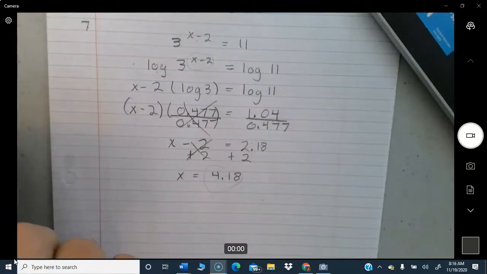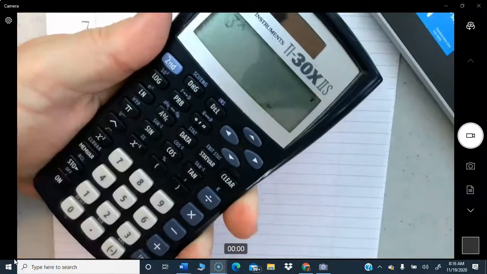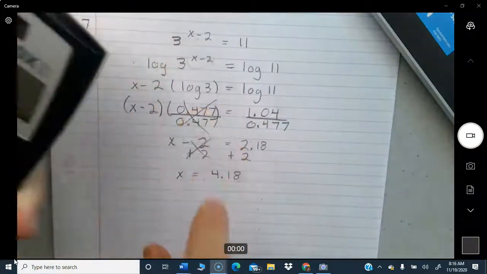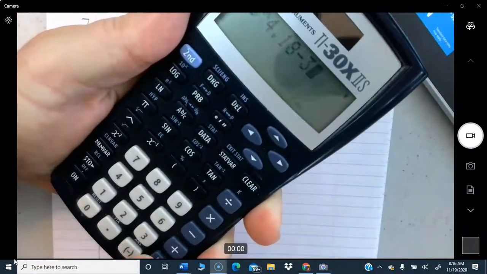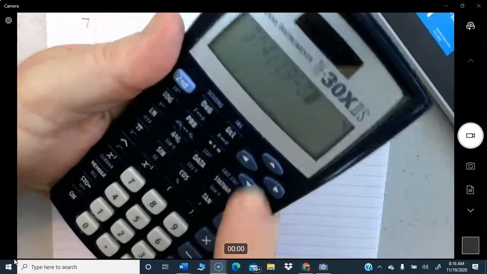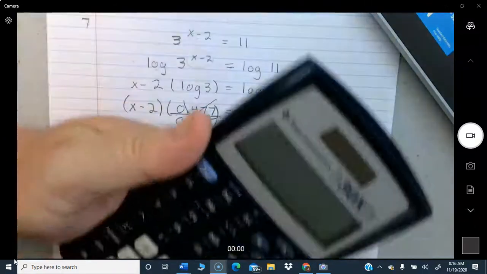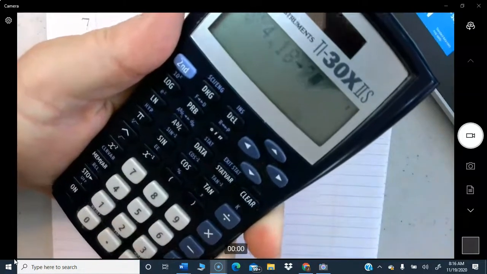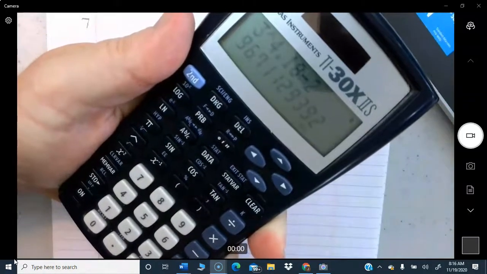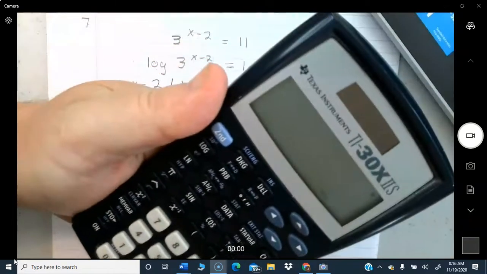So let's do that. It's going to be 3 raised to the power, caret. And it's x minus 2, so it's 4.18, that's x, minus 2. Uh-oh, this calculator doesn't work. 3 raised to the power of 4.18 minus 2 equals, and I get 96.7. Not right. I made a mistake. Let me do that again.